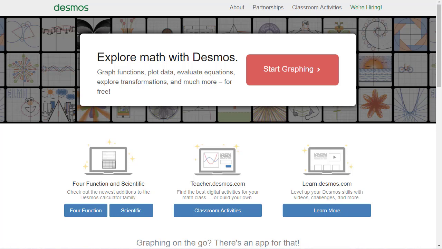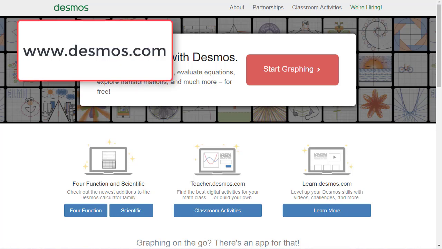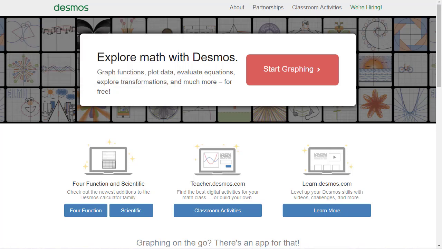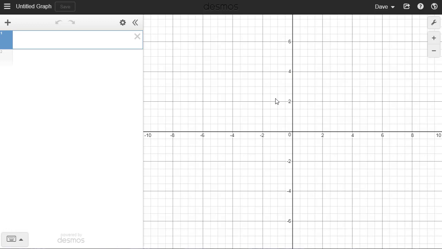To get to Desmos, you need to go to www.desmos.com. When you go there, you're going to see a screen like the one in front of you. To go ahead and start graphing our two functions, go ahead and click on where it says Start Graphing. This puts you into the graphing mode.